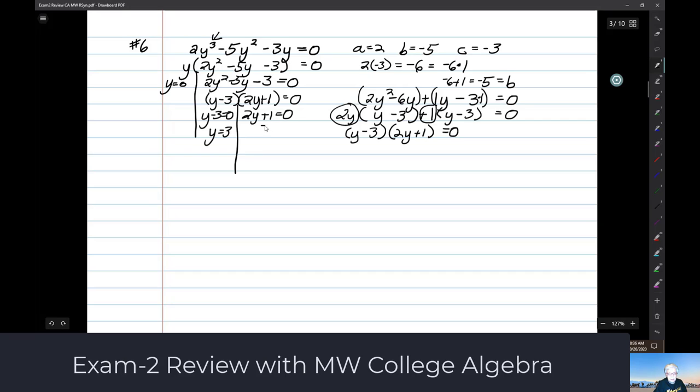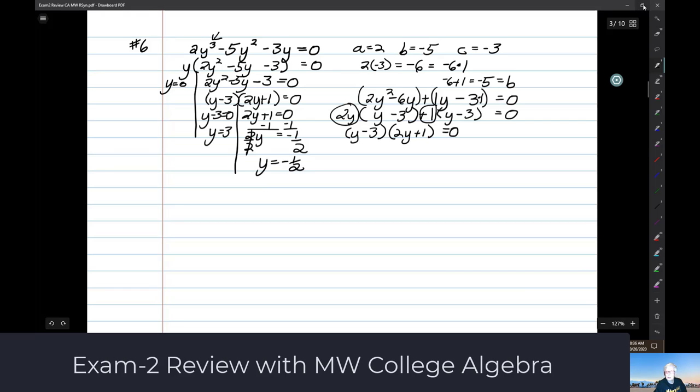This one, you have to actually go in steps, minus 1, minus 1. That leaves me with 2y equals negative 1. Then I divide by 2 and I divide by 2. Y equals negative 1/2.